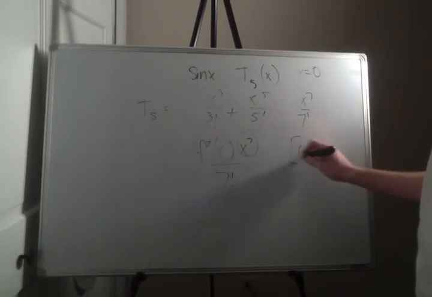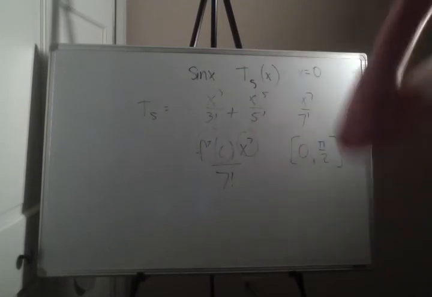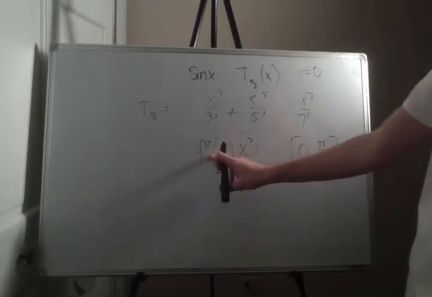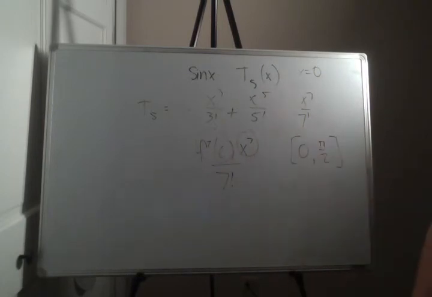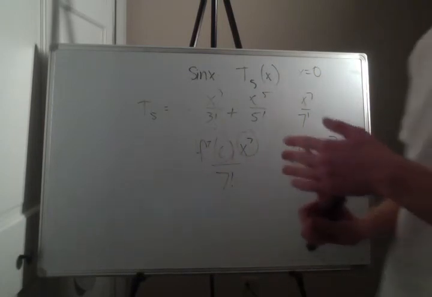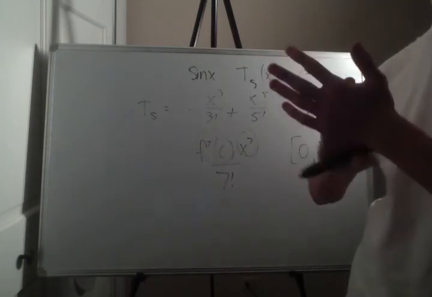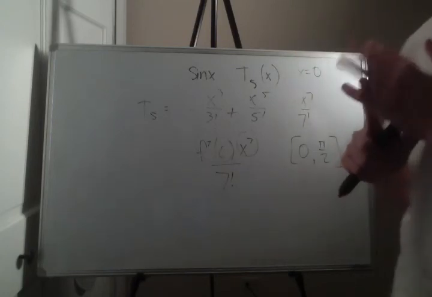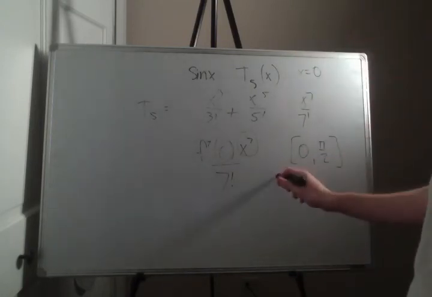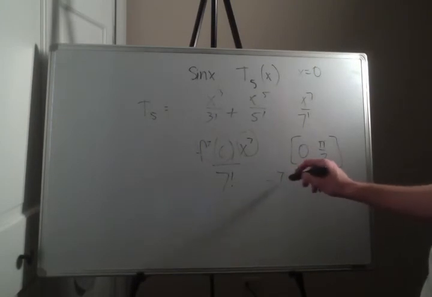So this is centered at x equals 0. If we had 0 to pi over 2 as the interval that we were doing the Lagrange error over, to maximize the f to the 7th, what is the 7th derivative of sine of x? The first derivative is cosine, second is negative sine, negative cosine, sine, cosine, negative sine. So now we have negative sine, so f of 7 equals negative sine.